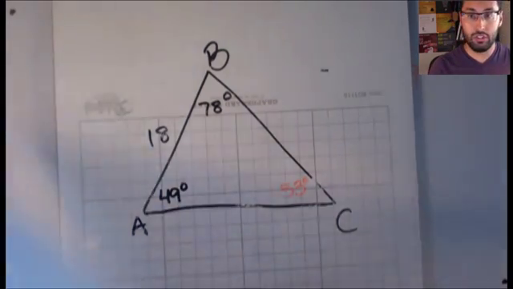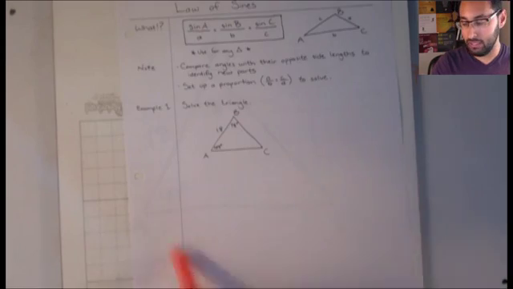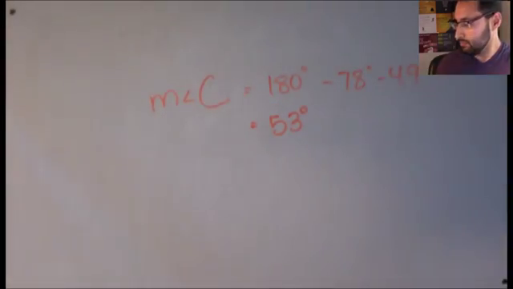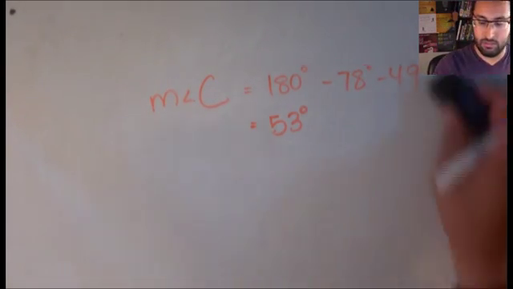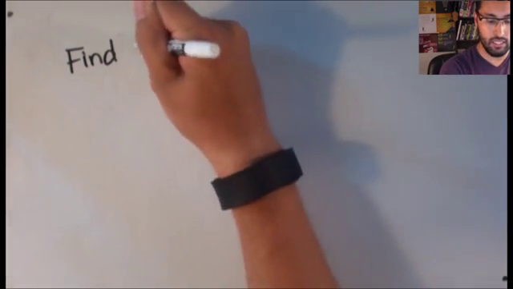Okay. So on your notes, I'm going to be working this on the whiteboard. I'd like for you to write this stuff over here, below the triangle. Okay, let me erase this. So I'd like for you to write find A.